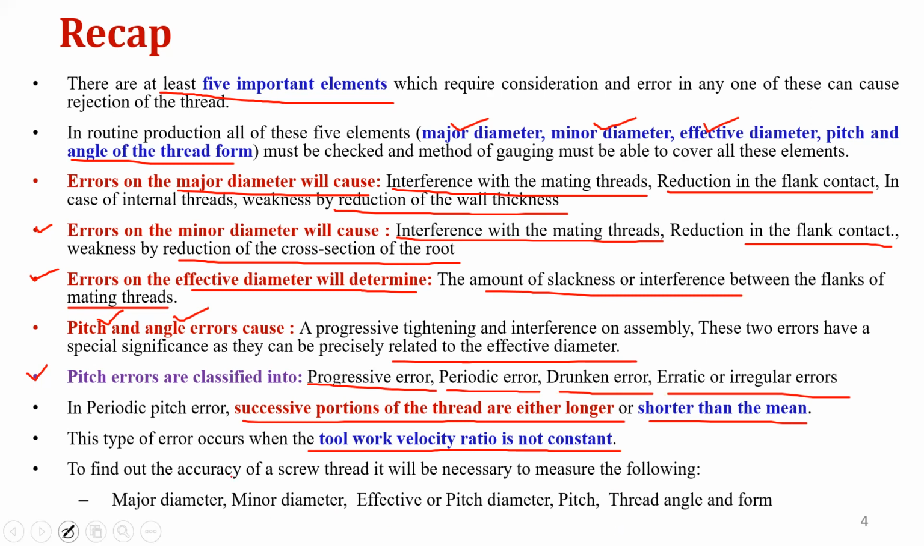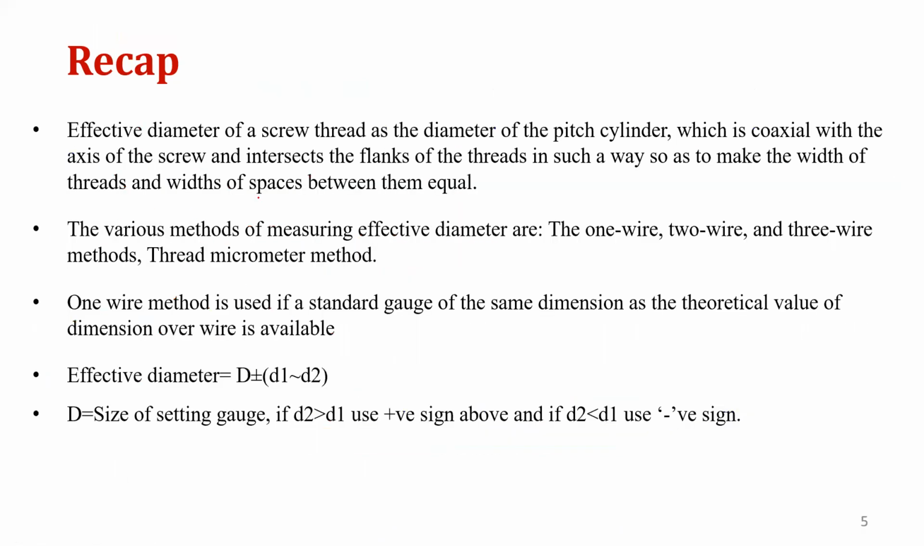Okay, so to find out the accuracy of the screw thread, we need to measure at least these 5 parameters. In the third lecture, we understood what the effective diameter is and what methods are used for measuring the effective diameter.